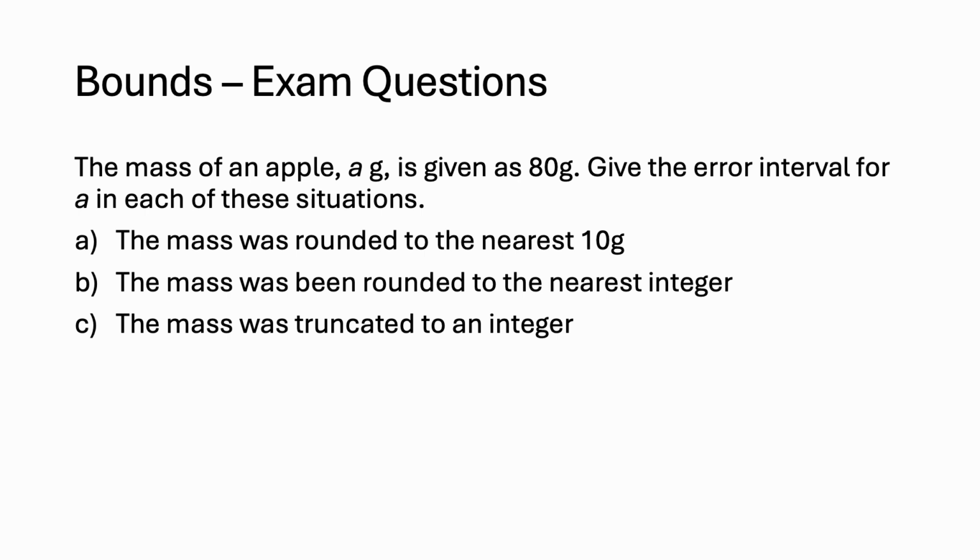Okay, so this is an exam question, well, an exam style question. So the mass of an apple A in grams is given as 80 grams. Give the error interval for A in each of these situations. So part A, when the mass was rounded to the nearest 10 grams. Part B, the mass was rounded to the nearest integer. Or part C, the mass was truncated to an integer. That is meant to say was, not been.